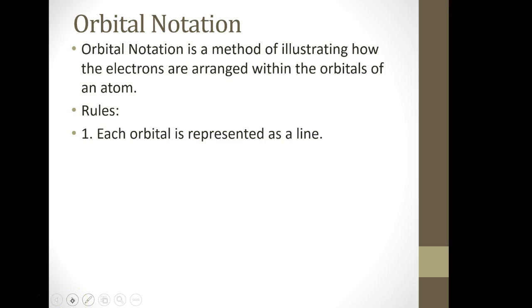First rule, each orbital is represented as a line. So if you have an S orbital, you're going to draw one line. But when you get to the P's, remember there were 3 of those. Look back to our Bohr model. There were 3 P orbitals. We're going to draw 3 lines as a group. The D's, we're going to draw 1, 2, 3, 4, 5. And then the F's, we're going to draw 1, 2, 3, 4, 5, 6, 7 lines. So each orbital is represented as a line.